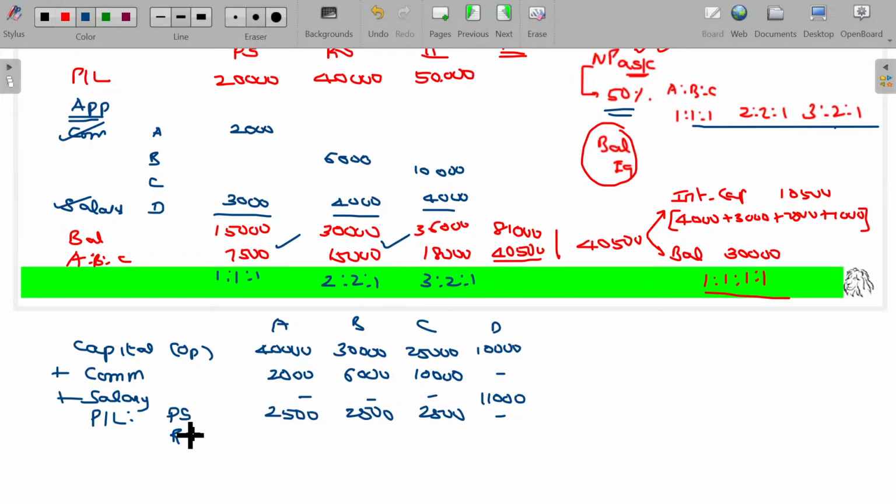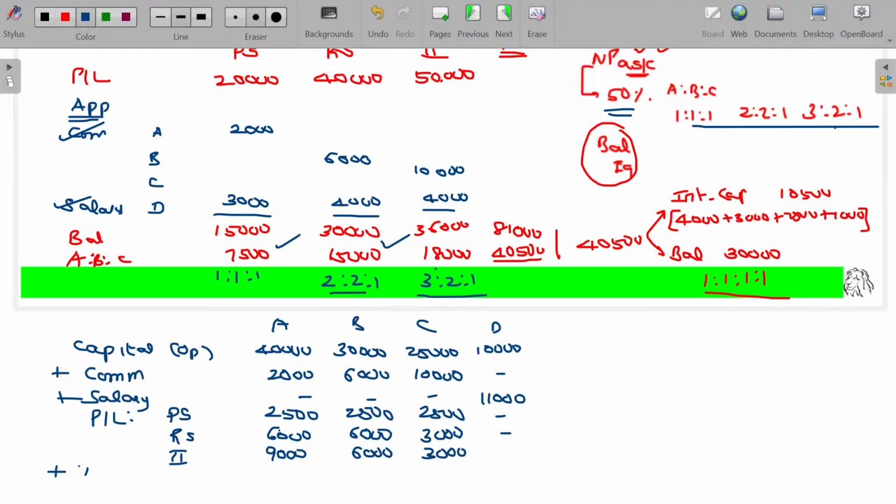For the RS department, the profit of 15 will be shared among the three partners in the ratio of 2:2:1. So, 6,000, 6,000, 3,000. Nothing for D. And second hand car dealing, 18,000 will be shared in the ratio of 3:2:1. So, 9,000 for A, 6,000 for B, and 3,000 for C.